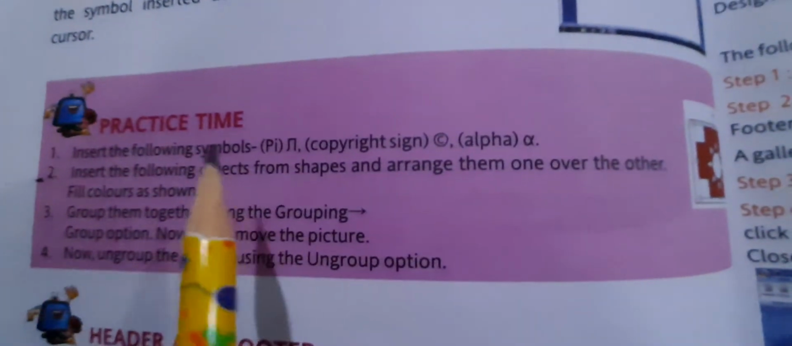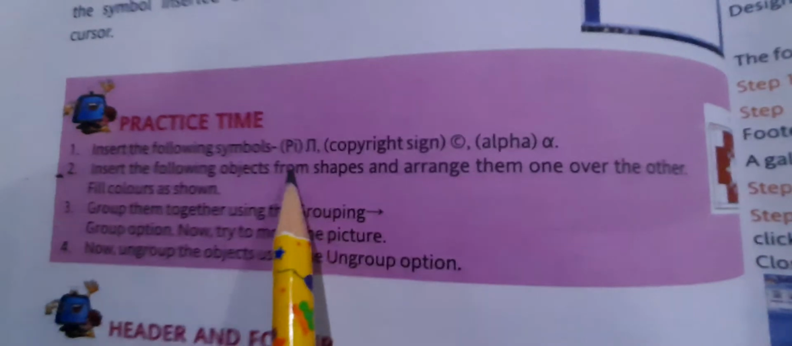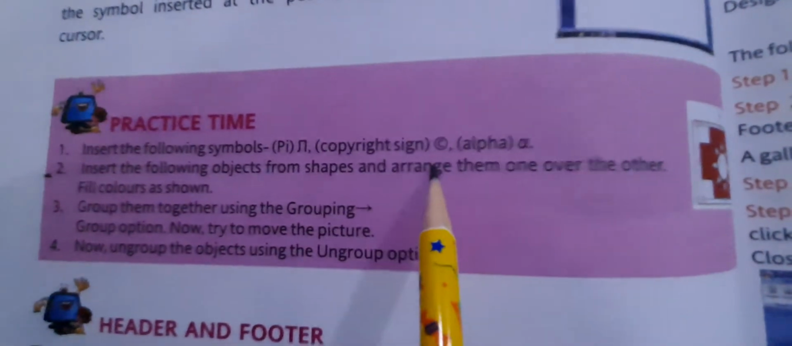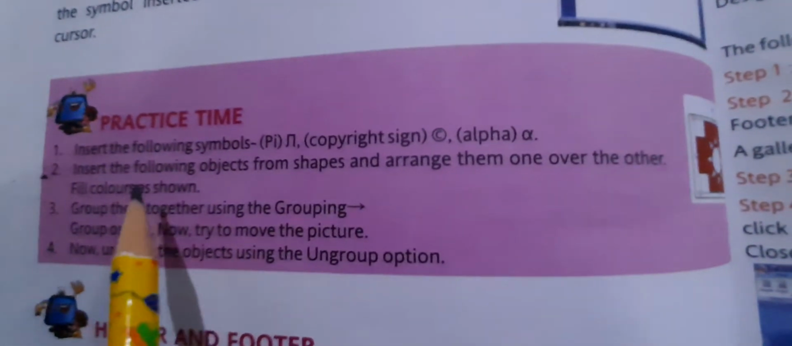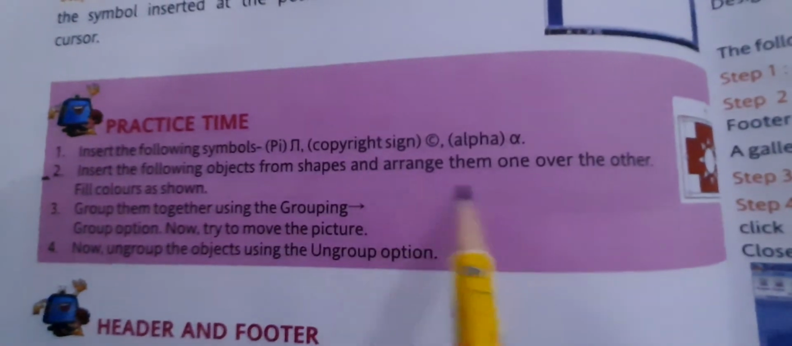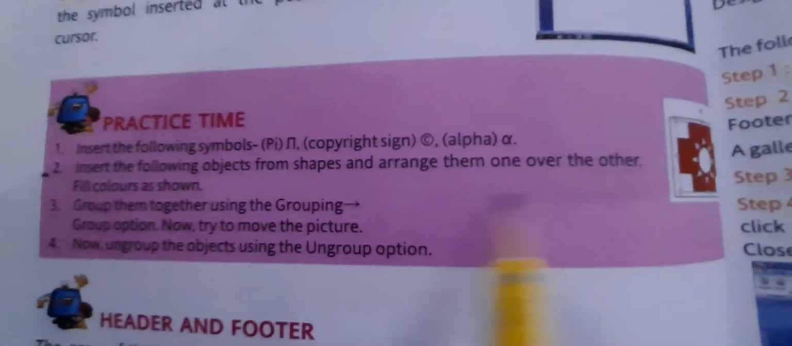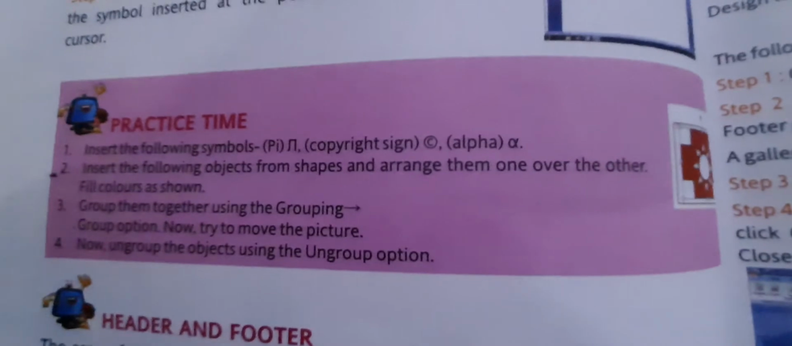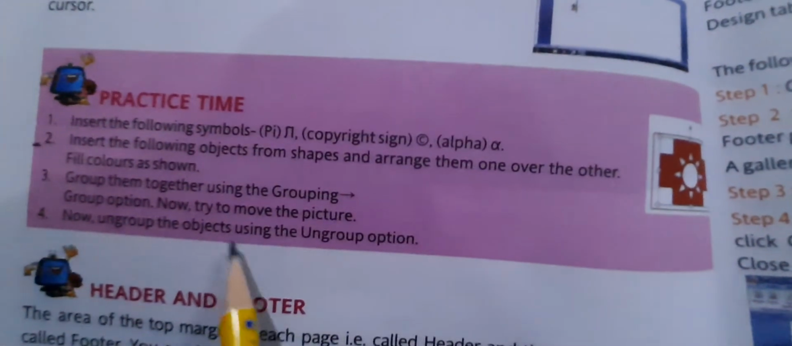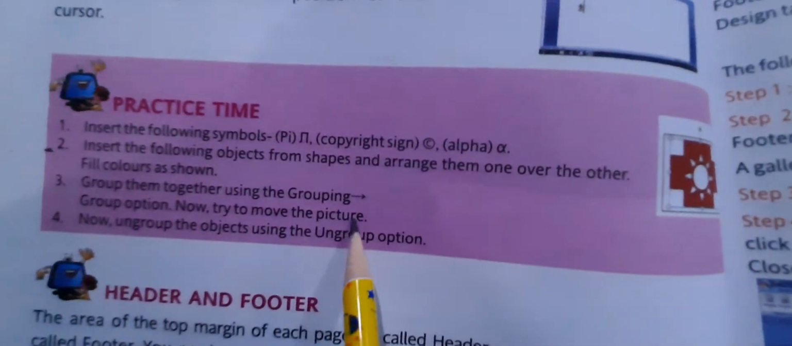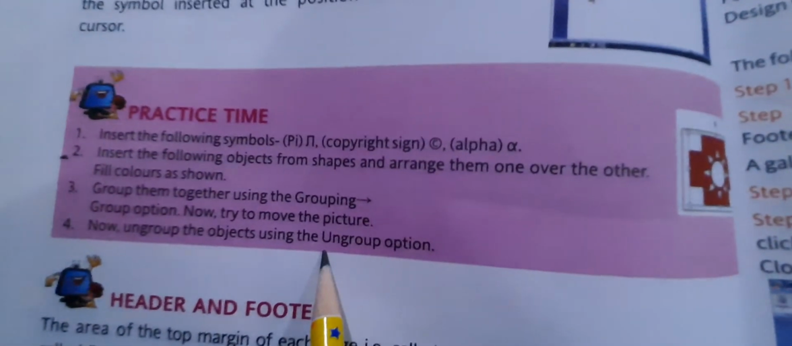Now practice time. Insert the following symbols: pi, copyright sign, alpha. Insert the following objects from shapes and arrange them one over the other. Fill color as shown below. Group them together using the group option. Now try to move the picture and then ungroup them.